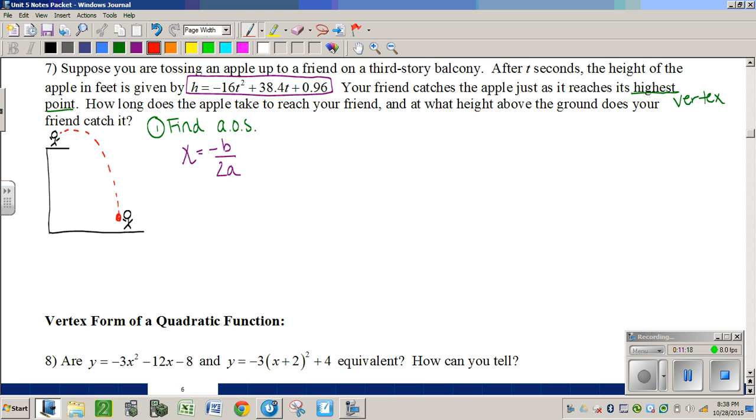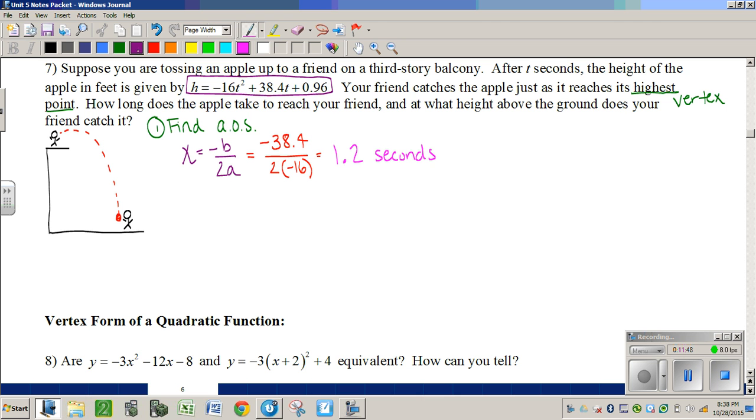So looking at our formula, our b value happens to be 38.4. So if we substitute that in, that's going to be negative 38.4 over 2, and then our a value is negative 16. Alright. So if you go ahead and calculate that, that comes out to be about 1.2 seconds. So 1.2 seconds after you throw the apple, it reaches its highest point.